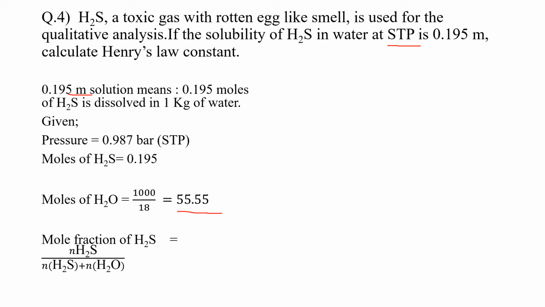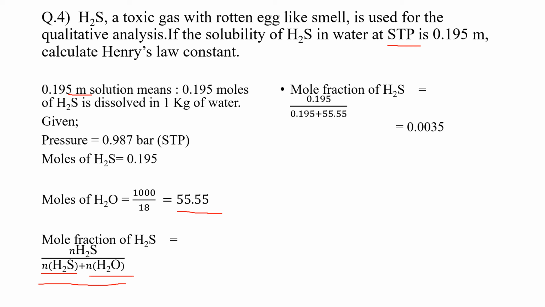Now from the formula of mole fraction, the mole fraction of sulfuric acid will be equal to the number of moles of sulfuric acid divided by the total number of moles of the solution, means number of moles of sulfuric acid plus number of moles of water. So on putting the values, the mole fraction of H2S is 0.195 divided by 0.195 plus the number of moles of water. So here the mole fraction of H2S is 0.0035. Now according to Henry's law, we have to find the value of KH, Henry's law constant, and here we have calculated the mole fraction and pressure is already given.